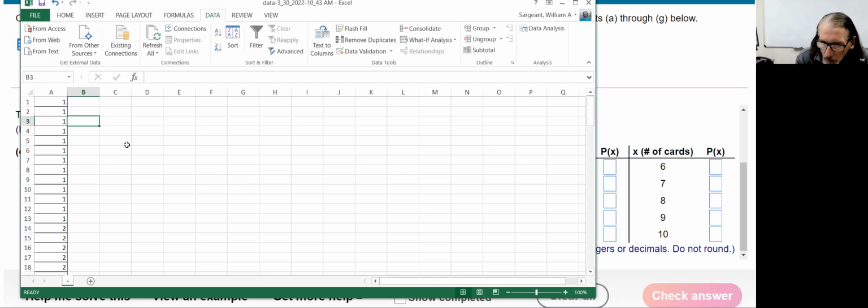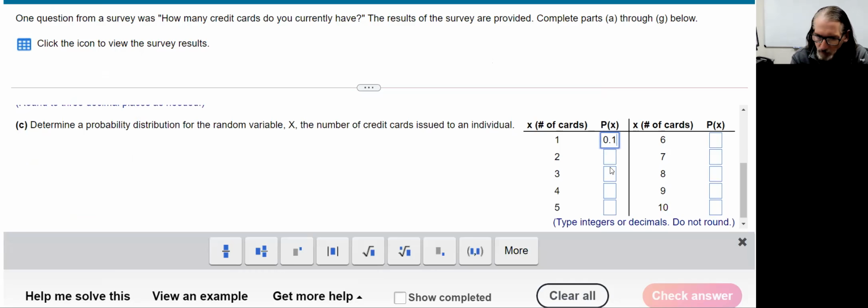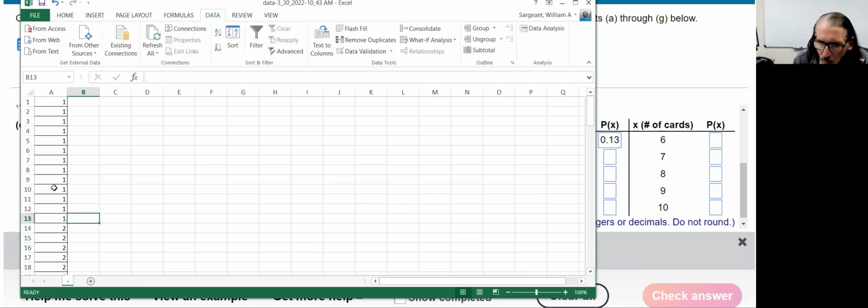And there are 13 of them. Dividing by 100, 0.13. And then jumping down to 2, I'm going to erase this, at least temporarily. Two of them, we have, it's like 31 of them. So 31 over 100, 0.31.